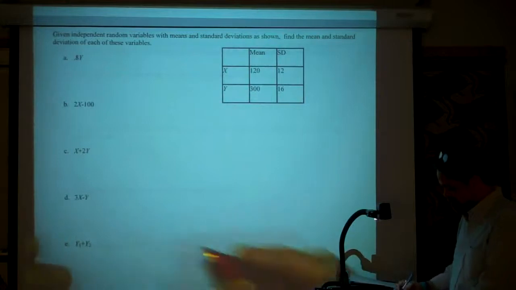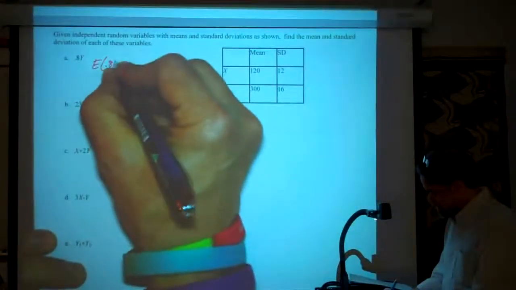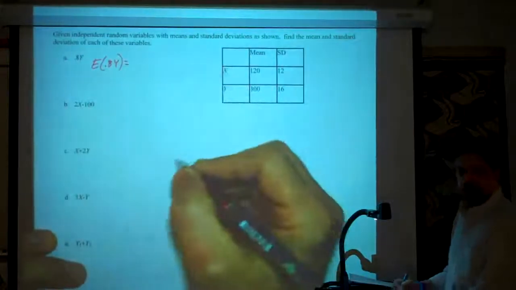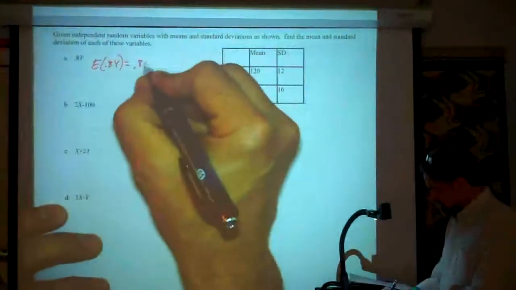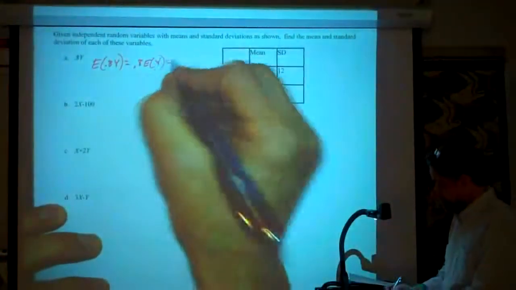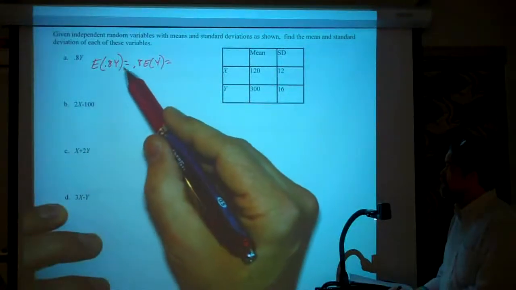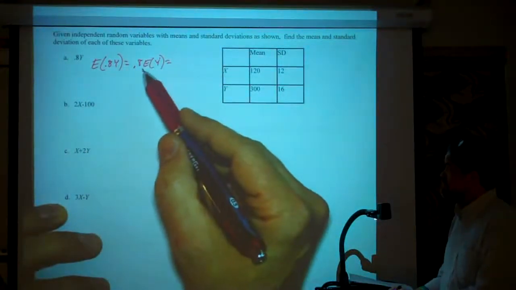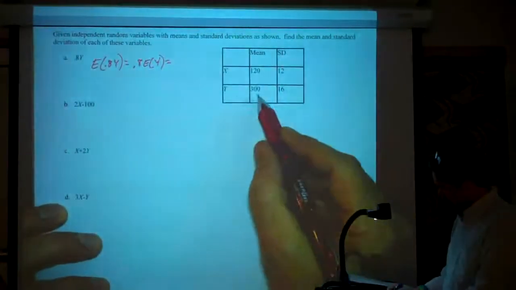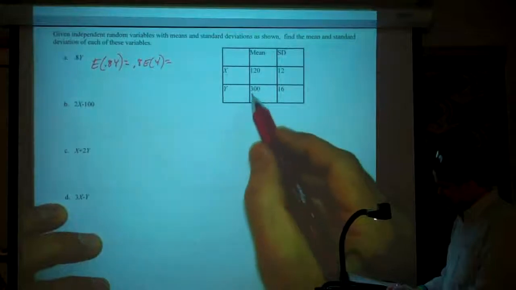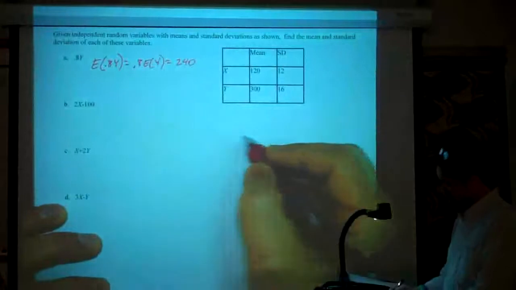Well, let's just charge right into these. The expected value of 0.8 times y. Expected values are really easy. This is just 0.8 times the expected value of y. Anytime you have the expected value of a constant times a random variable, it's just the constant times the expected value. So it's just 0.8 times the mean of y, which is 300.